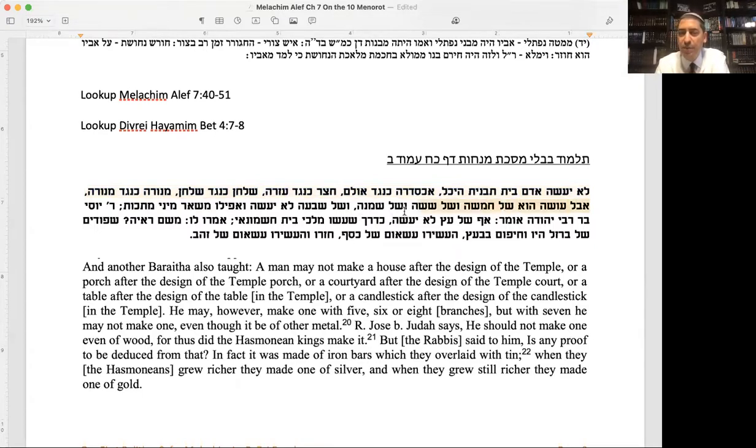Aval osehu shel chamisha v'shel shisha v'shel shmona. But you know what you could do, the Gemara says? You could make a menorah if it has 5 branches, 6 branches, or even 8 branches. We all know what that is.